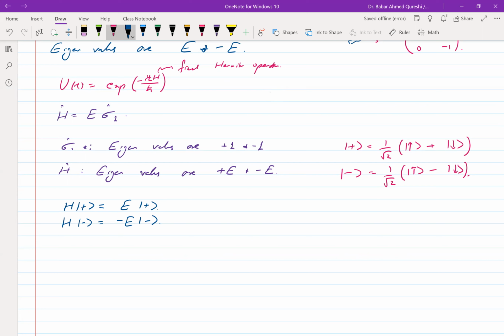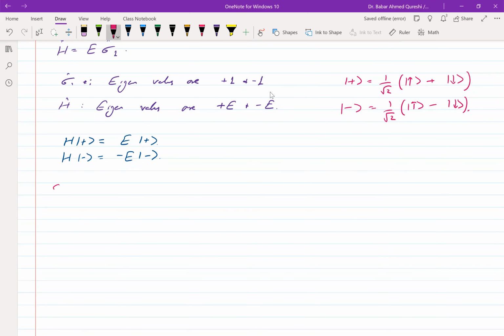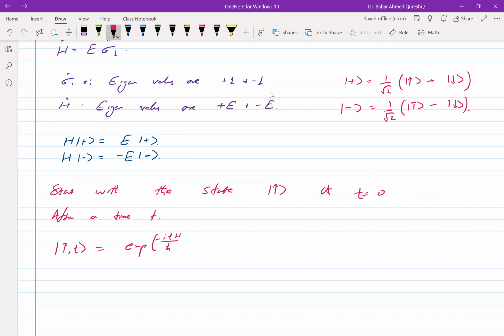Now suppose I have this dynamics and I start with the state up at t equal to 0. So at this time, if I measure sigma 3, this is the eigenstate of sigma 3 with eigenvalue 1. If I measure sigma 3, I'm sure that I'll get 1 at this time. But what happens after some time? How does it evolve? This state becomes, you just have to apply the time evolution operator on this state. How will I compute this evolution?